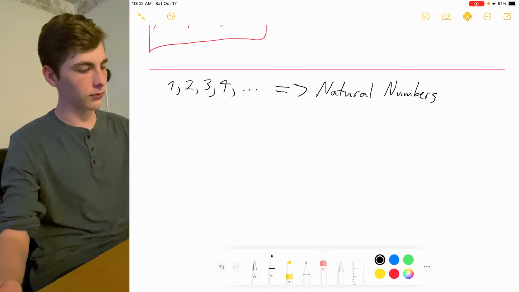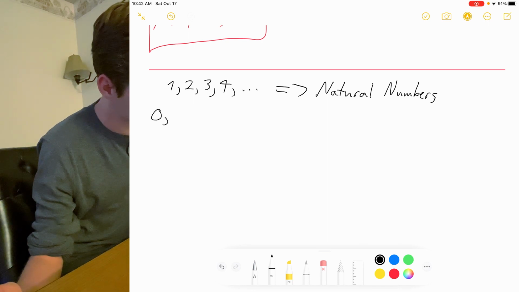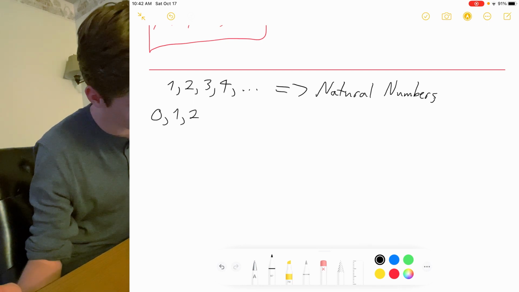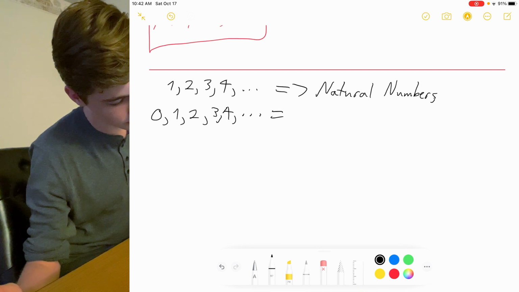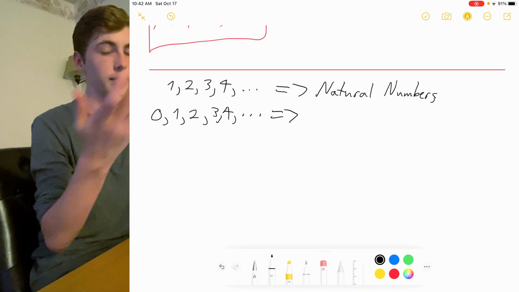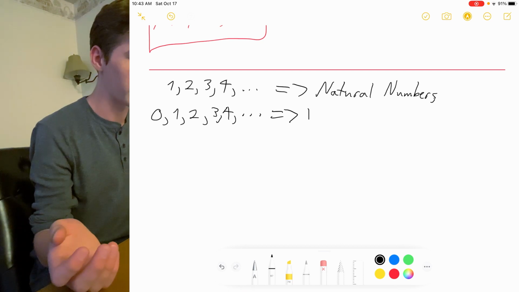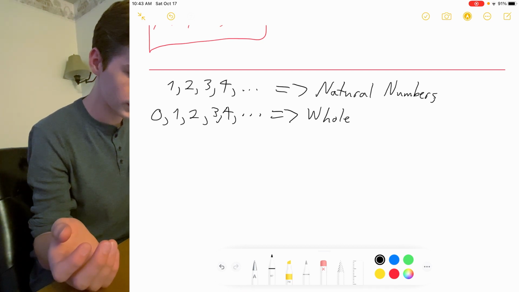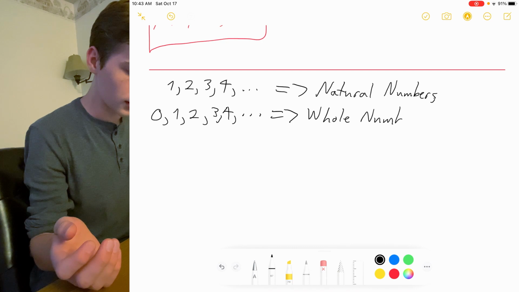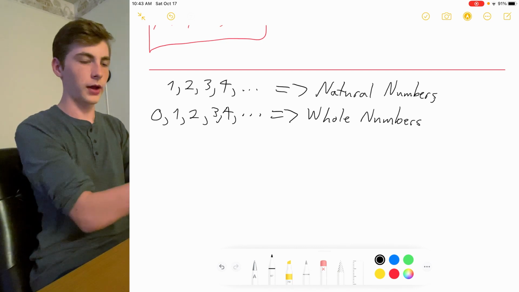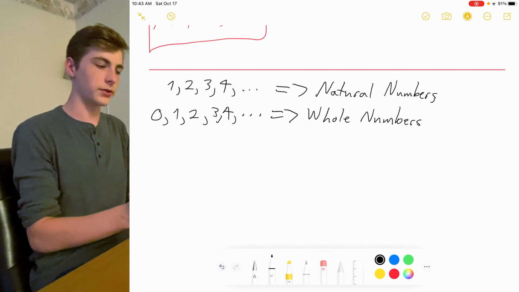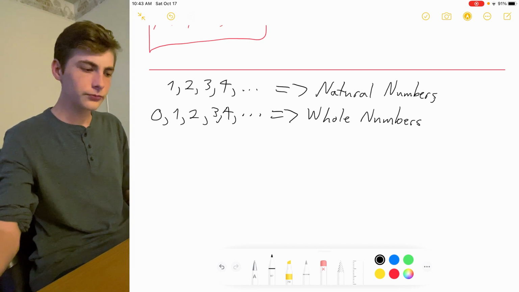So what if we wanted 0? Well, we could add 0 right here: 0, 1, 2, 3, 4, and so on. We actually have a name for that too. These are called the whole numbers. So the natural numbers are everything to the right of 0, and the whole numbers are 0 and everything to the right of it.